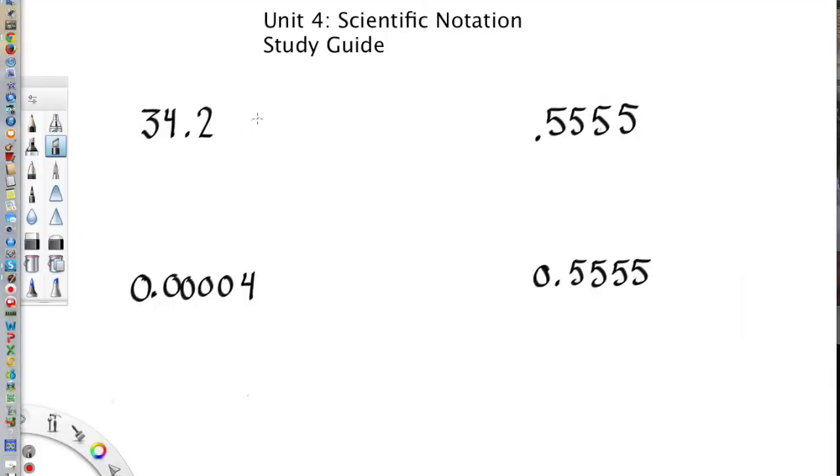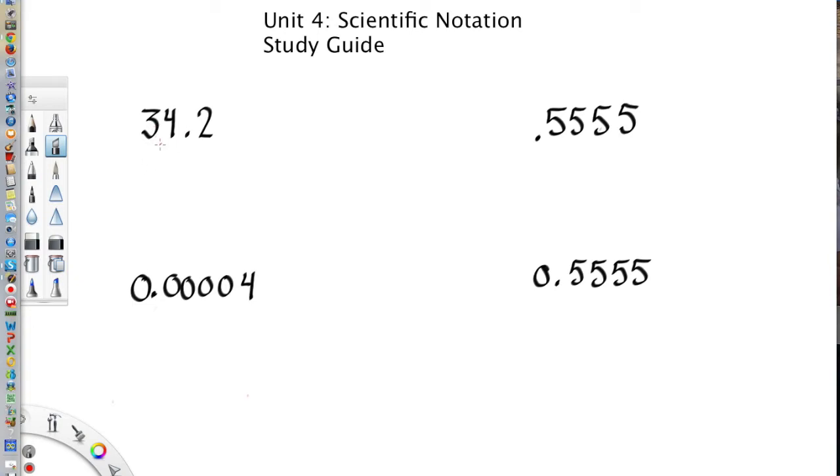Now we're working backwards. If we go to page 2, we are changing numbers that are in standard form to scientific notation. The first step is you need to take this number that's written in standard form and turn it into a coefficient that's legal for scientific notation. That means this coefficient has to be between 1 and 10.